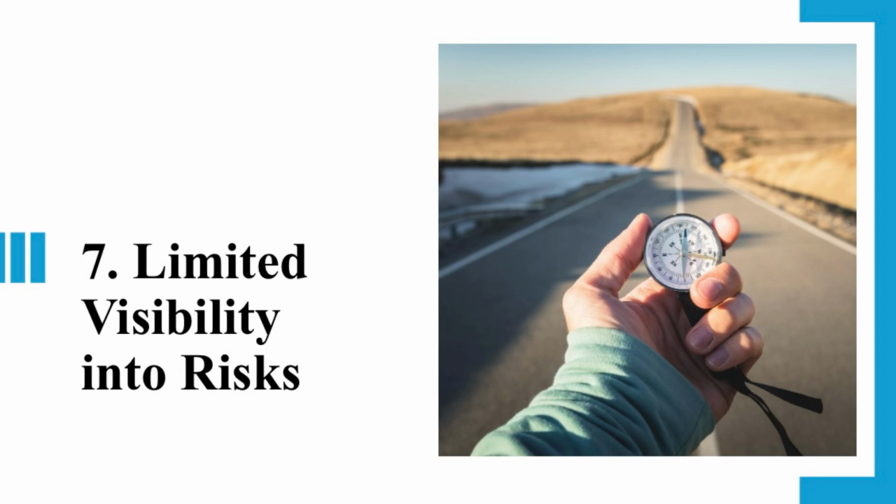At number 7, you have limited visibility into risks. Organizations often lack a centralized view of their risk landscape due to data silos across departments. This limited visibility makes it challenging to develop a comprehensive understanding of potential risks and their impacts across the organization.